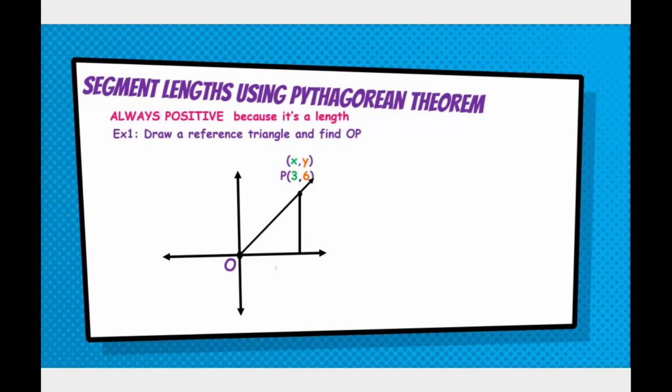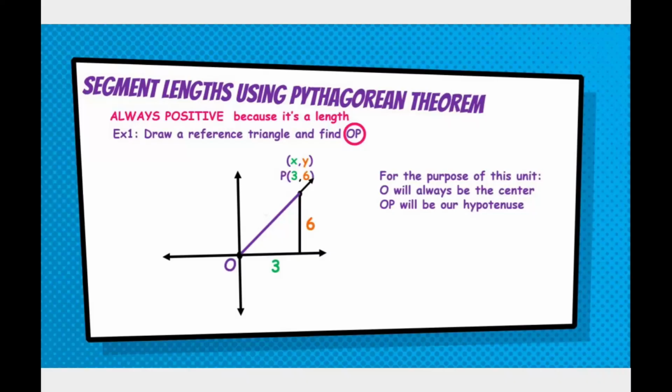So now when I think about that in terms of distance of a triangle, like that leg right there is just 3 units long, and that one's 6 units long. So if I have two sides of this triangle and I'm trying to find OP, I can find the hypotenuse. O is always going to be the center. OP will always be our hypotenuse. Okay, there we go. And so I can set this up as so.